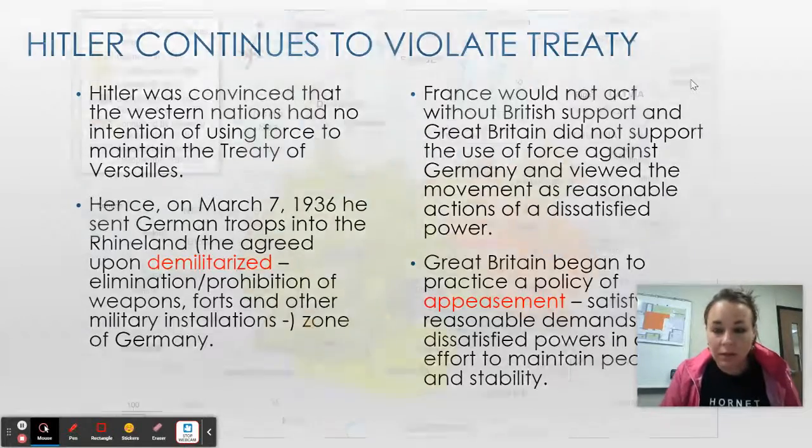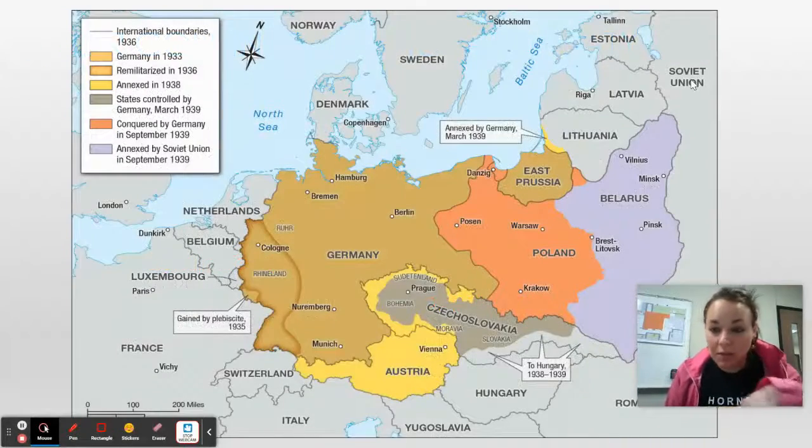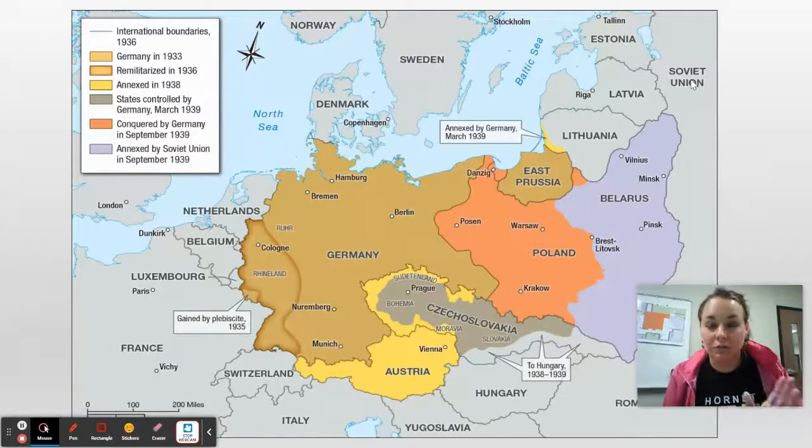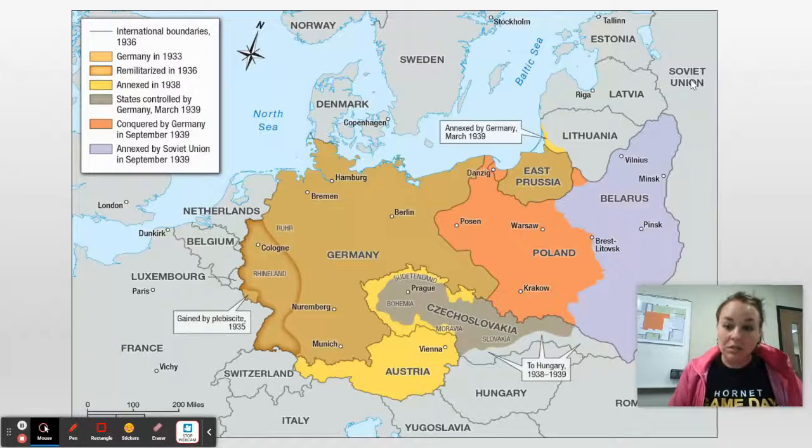So the Rhineland, if you look on the map here, is in that darker tan that he's going to go into in 36. And that's that buffer state that was created by the Treaty of Versailles that was still German land, but he is not allowed to put in any military installations in there again because it's supposed to be this buffer state. Well, he goes into it in 36.